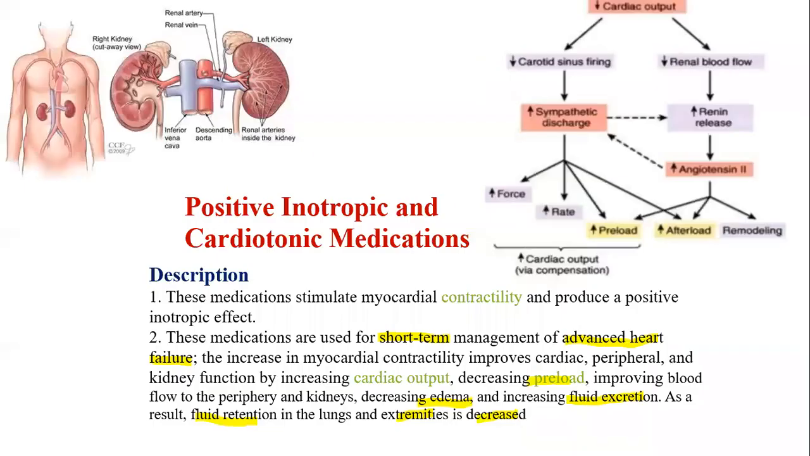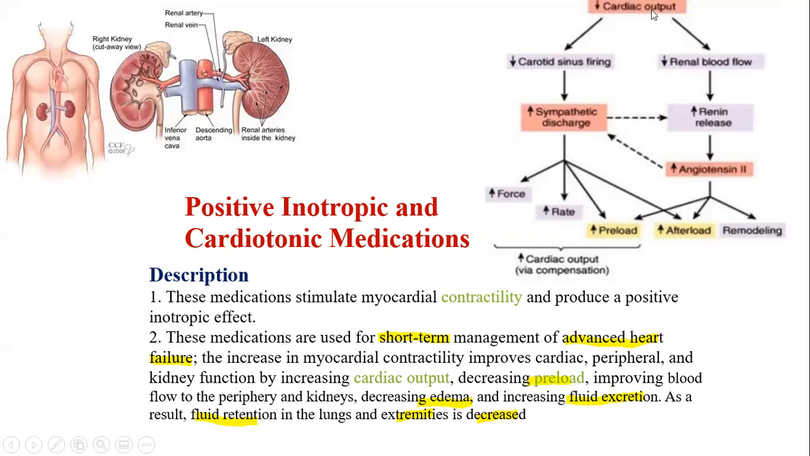I want to explain this from the flow chart. When the heart fails, the normal compensatory mechanism means that when the heart doesn't work well, cardiac output goes down. When cardiac output goes down, carotid sinus firing decreases, which stimulates sympathetic discharge, and the sympathetic system increases the force of action of the heart, increases the heart rate, and increases the preload.